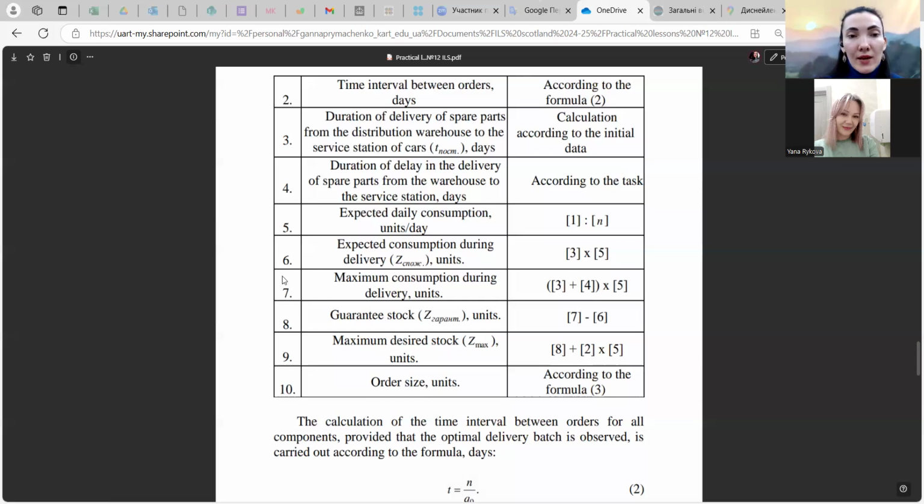The next is line number 7. It is maximum consumption during delivery, also in units. We need to find line number 3 and number 4 here, and the result is multiplied by the result of line number 5. Let's calculate it.